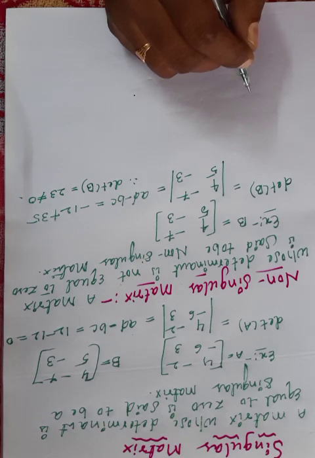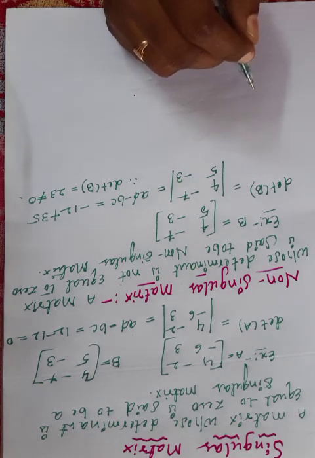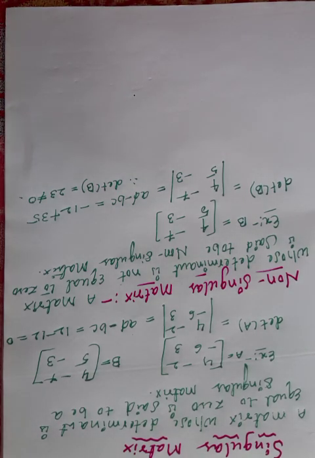So for any given matrix, if the determinant value is not equal to 0, then we should call that matrix a non-singular matrix. If the determinant value is equal to 0, then we should call that matrix a singular matrix. So these are the important definitions of singular and non-singular matrices.